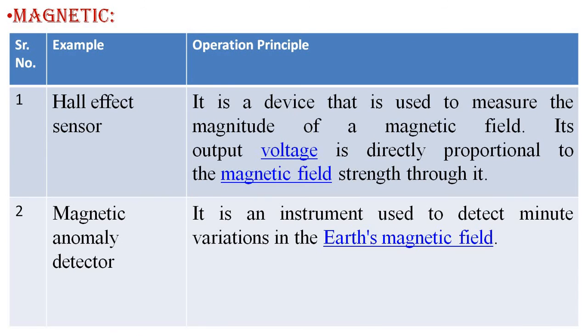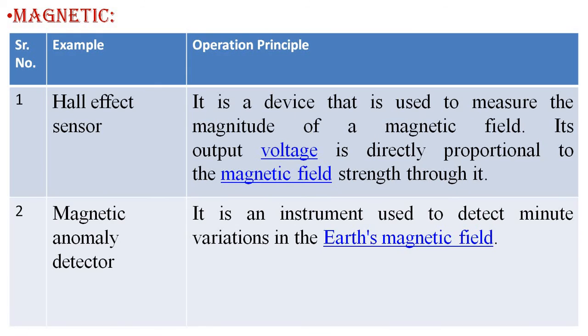And the last one is magnetic parameters that we have to measure. We use different magnetic sensors, for example Hall effect sensors and magnetic anomaly detectors. First is the Hall effect sensor. It is a device used to measure the magnitude of the magnetic field. Its output voltage is directly proportional to the magnetic field strength. So when we measure the magnitude of a magnetic field, we use a Hall effect magnetic sensor.